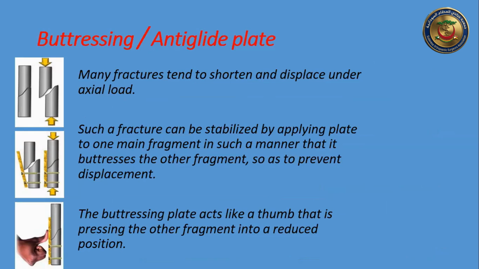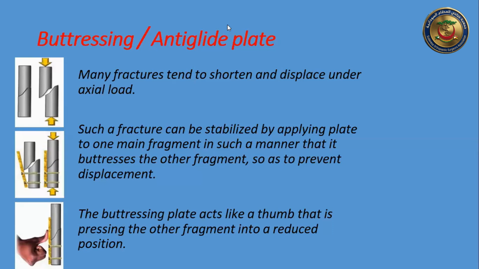Then after that we have the third function, which is buttressing, anti-gliding. The idea is that short oblique fractures or metaphyseal, vertically oriented fractures always tend to shorten and displace under the axial load. To prevent this, we need something to press this fragment and return it backward to its place.